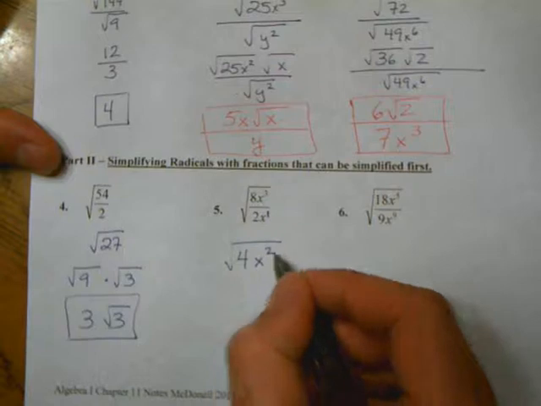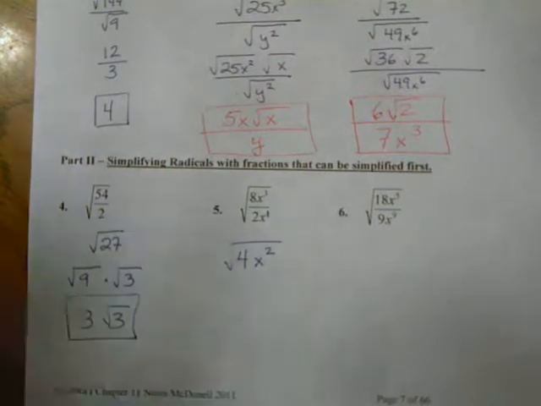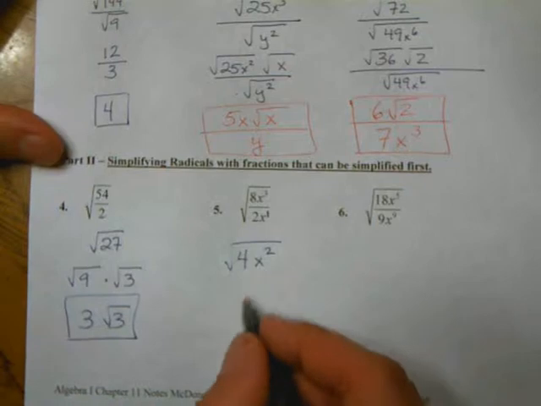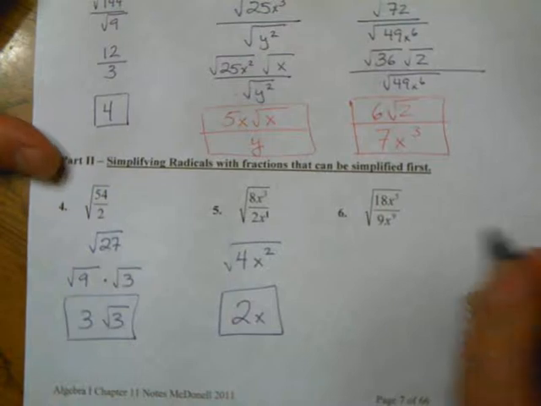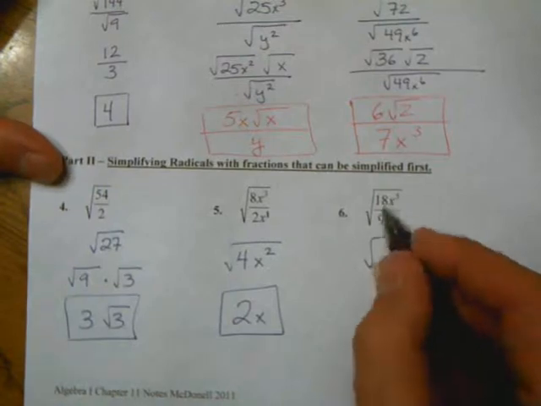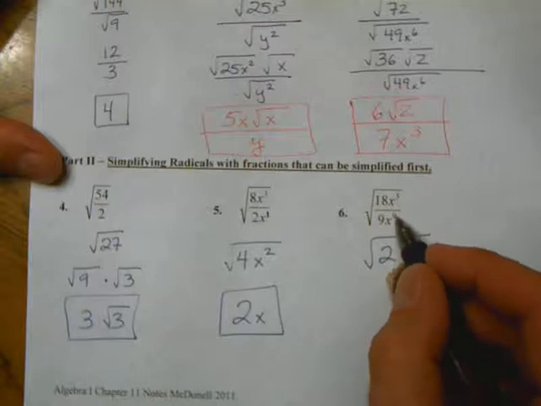Let's look at the next one. 8 divides by 2 into 4. X cubed divided by x to the first is x squared. Remember, you subtract exponents when you're doing these kinds of problems. Well, now we take the square root of 4x squared. Well, that's 2x.